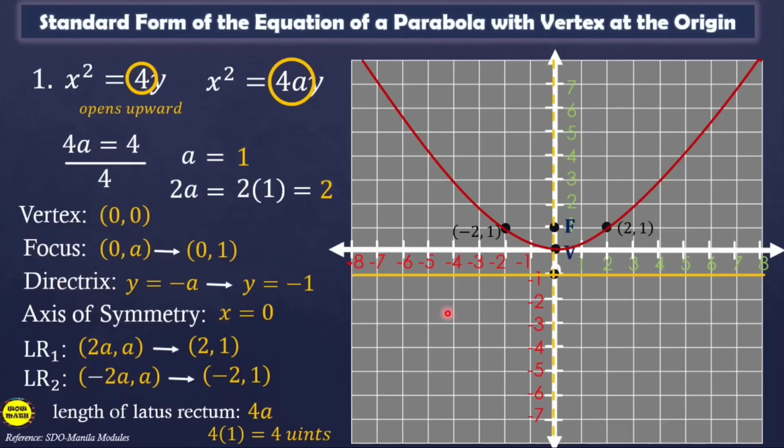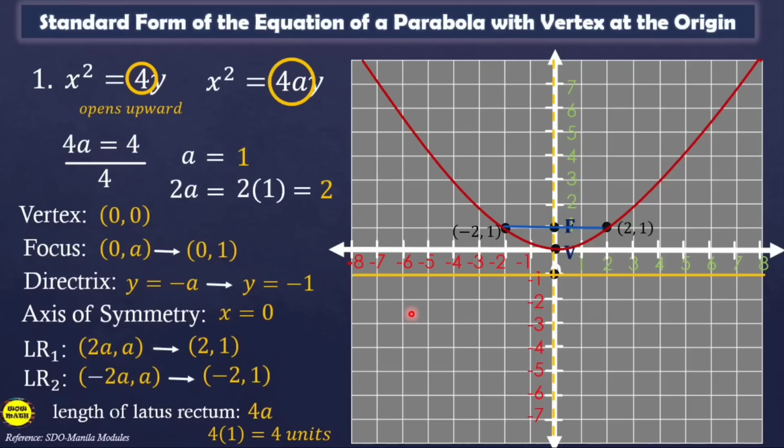So, kung bibilangin natin mula dun sa unang endpoint ng latus rectum natin papunta sa pangalawang endpoint niya, machi-check natin na yan ay 4 units. So that is 1, 2, 3, 4. So that is 4 units dapat. Okay? 4 units dapat yan. So ito yung length ng latus rectum. So ganyan natin i-graph yung given equation ng parabola.